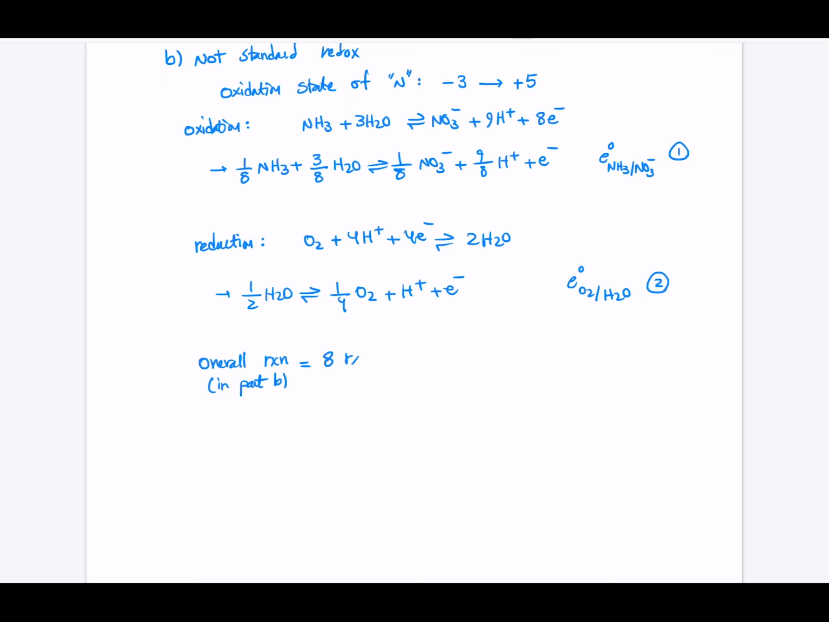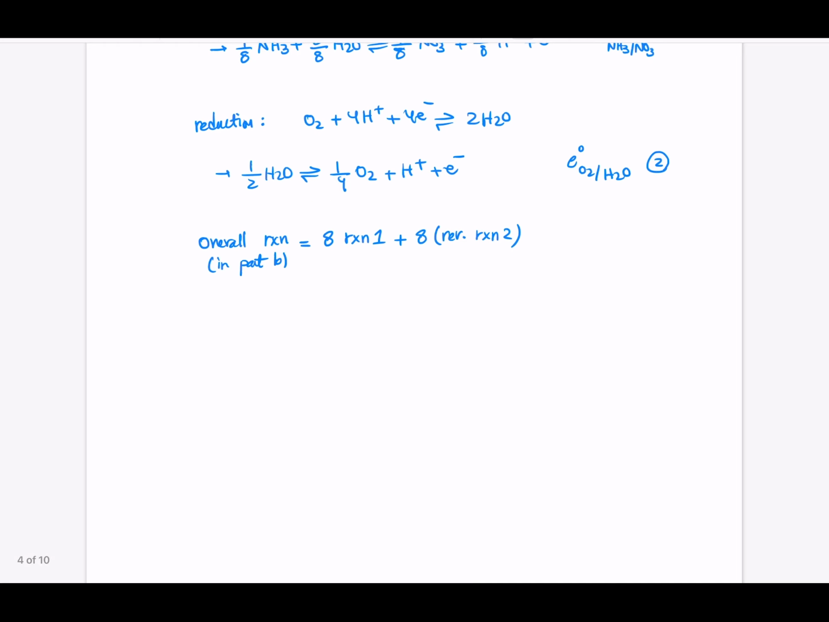Exactly. So 8 times reaction 1 plus 8 times the reverse of reaction 2. And if we actually do that, this would be the reaction in part B. Now we have information about reaction 1 and reaction 2, and we know how to combine it based on chapter 1. Then K overall, which is not E0 of the reaction because this redox reaction is not standard.